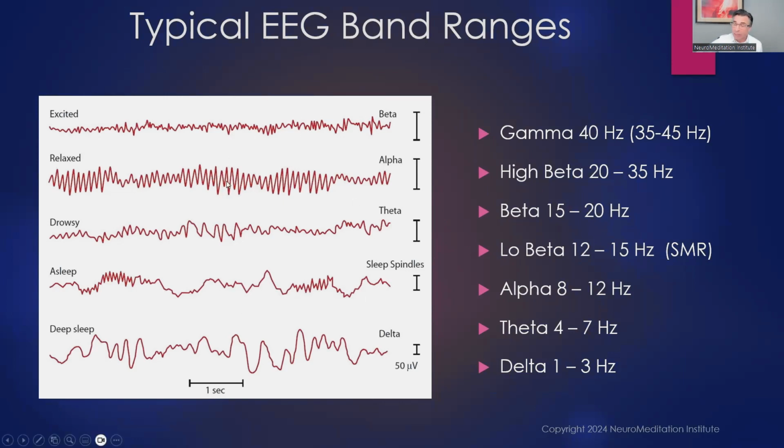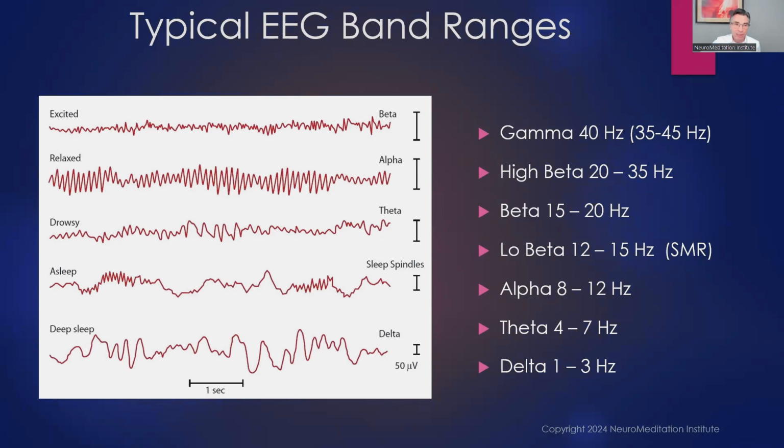Alpha is 8 to 12, right? So you can see there's more repetitions. And then beta is even faster, right? So depending on how you want to define it, anywhere from 12 on up could be beta. And then we have gamma, which isn't even on this little chart showing the little brain waves, but it's listed on the side there.